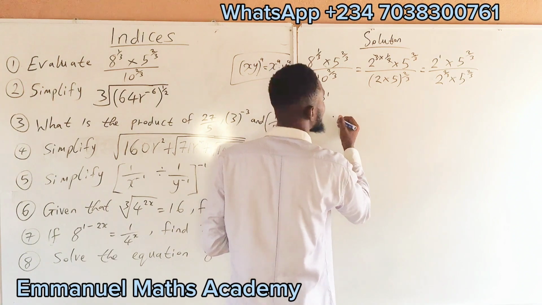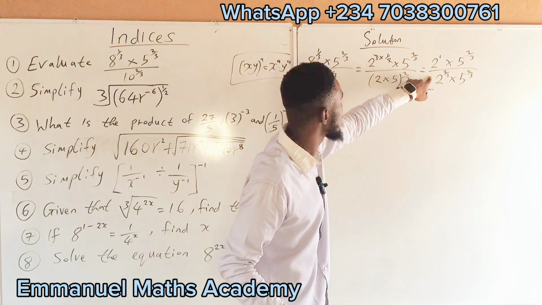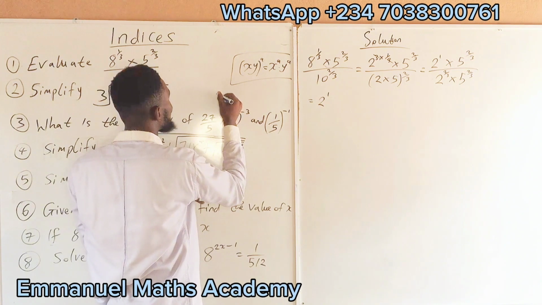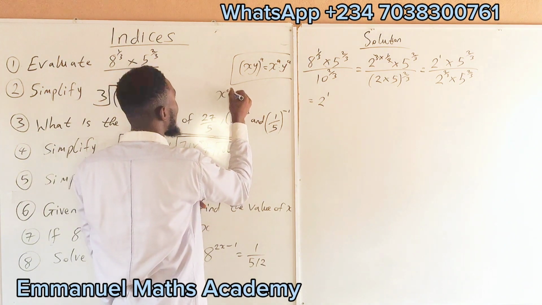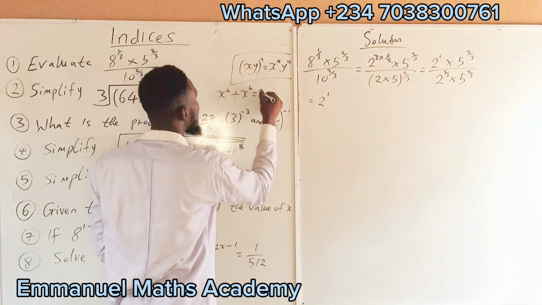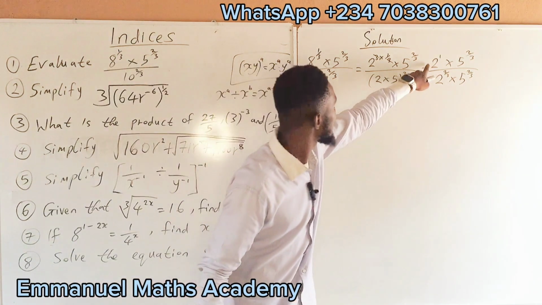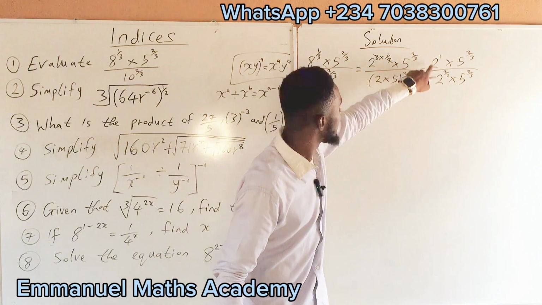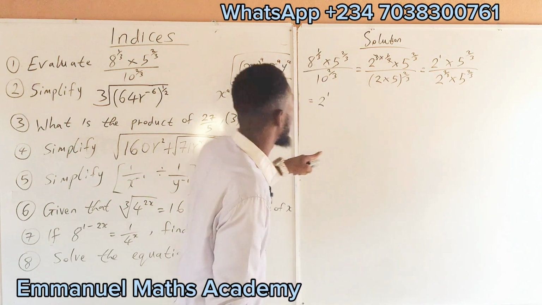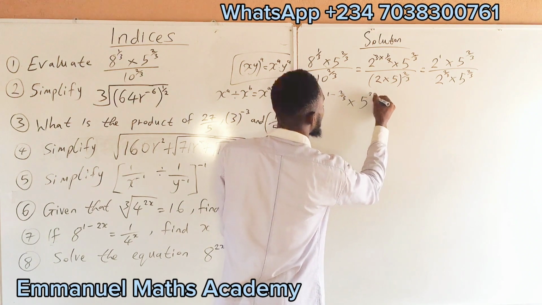Now this is equal to what? 2 power 1. You now apply the second law, the subtraction and division law of indices, which says if you have x power a divided by x power b, this is equal to what? x power a minus b, right? You now having that they are having the same base, 2 and 2. This divided by this will give you 2 power 1 minus 2 over 3, right? We have minus 2 over 3 times 5 power 2 over 3.